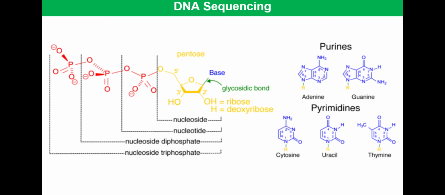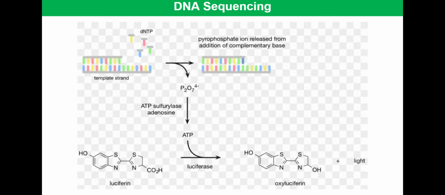As this happens, the two extra phosphoryls are released as pyrophosphate, so that's PPi. In the presence of APS, that's adenosine phosphosulfate, the enzyme ATP sulfurylase converts the pyrophosphate to ATP. In the presence of this ATP, the enzyme luciferase converts luciferin to oxyluciferin. This conversion generates visible light, which can be detected by a camera.